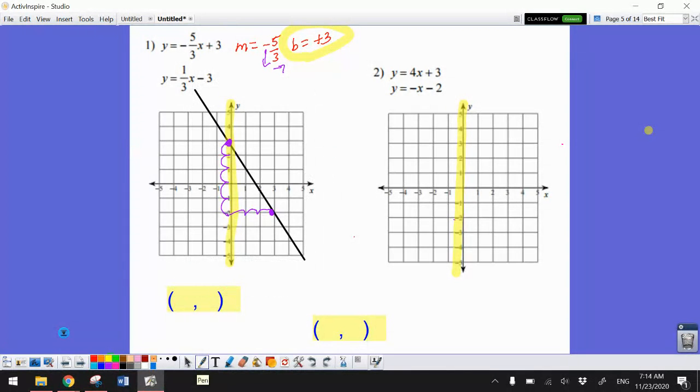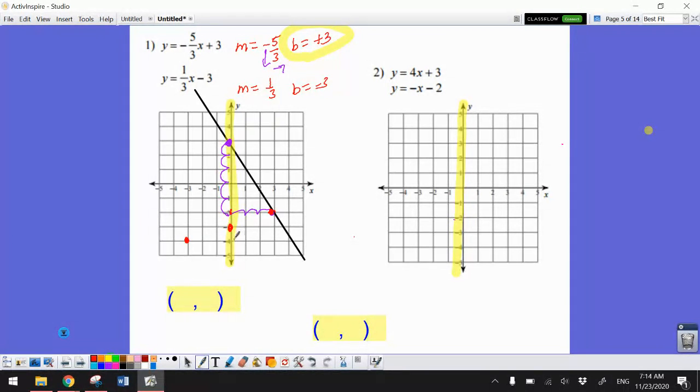Okay, let's do the other one. Our second one is y equals 1/3 x minus 3. So my M is 1/3, which means it's a positive slope, and my B is -3. So I'm going to start down at -3: 1, 2, 3, negative. I'm going to go up 1/3, up 1/3. And you can see that I can also go down 1/3, the opposite direction.